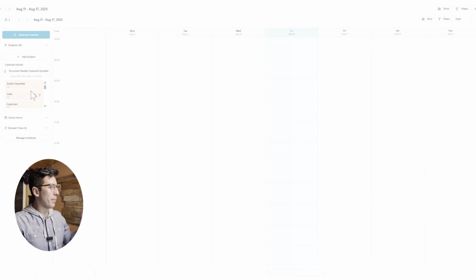Boom, you see them all popping up right there on the left side, all 30 students, and you can see that they're all categorized by grade level. It looks like we only have one third grader in this caseload. All the rest are, I think, what, first through fifth.